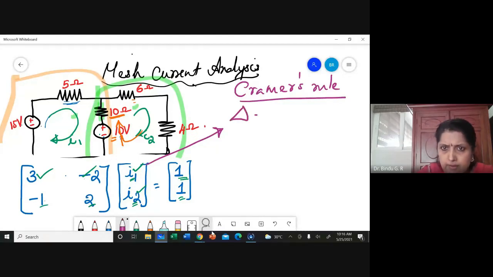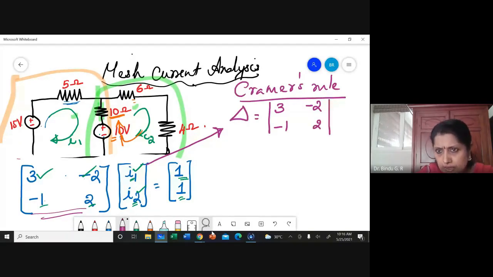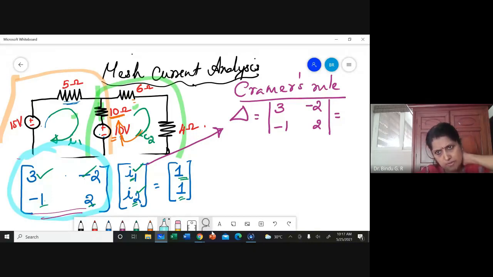Delta is equal to the determinant of whatever matrix you have here. You are going to find the determinant of 3, minus 2, minus 1, 2. This delta value is the determinant value of that matrix. You will get 3 into 2, 6, minus 2, which will be 4.